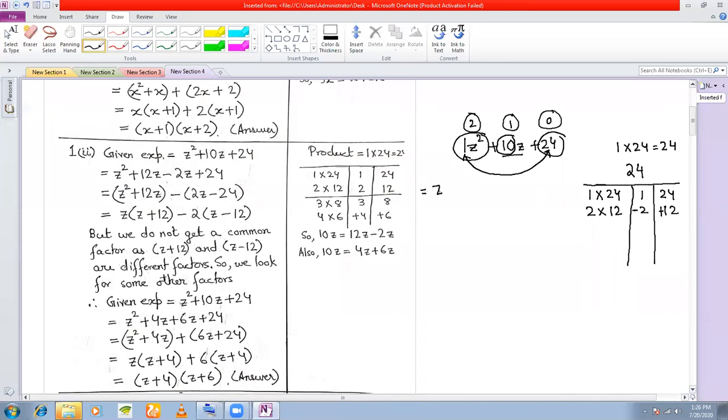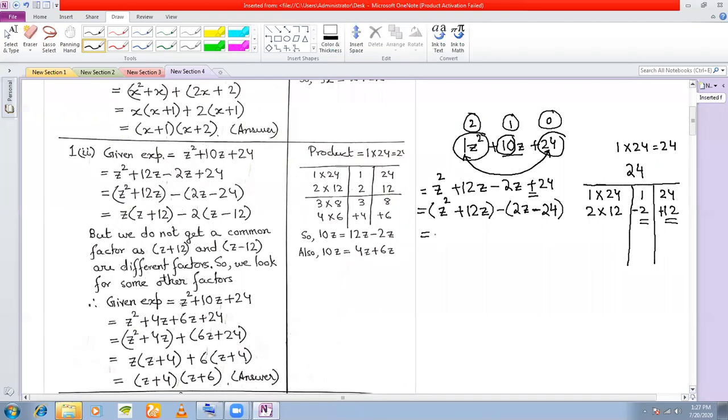So what I do is I break up the middle term. I have a plus 12, so I'll write plus 12z. I have a minus 2, so I'll write minus 2z. And plus 24 I'll write as it is. Now I'll group: z square plus 12z minus. I want to keep a minus sign outside, so I'll change the sign within the brackets. This plus sign is going to change to minus because I have introduced brackets.